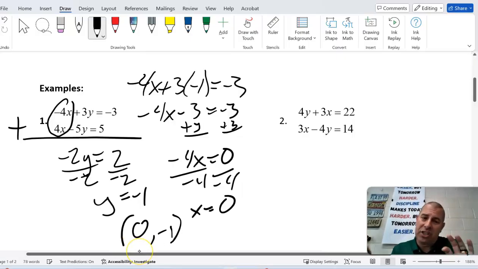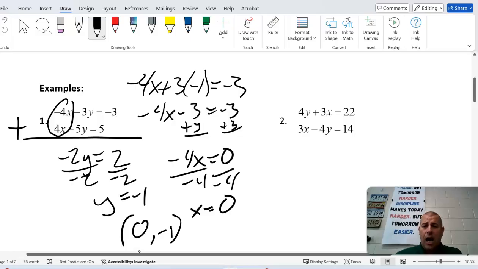Now, if I'm uncertain about this, I can plug it back into my original 2 equations. When I plug in the 0 for x and the negative 1 for y, we will get true statements. Again, the check step is optional. It's more of a safety net.